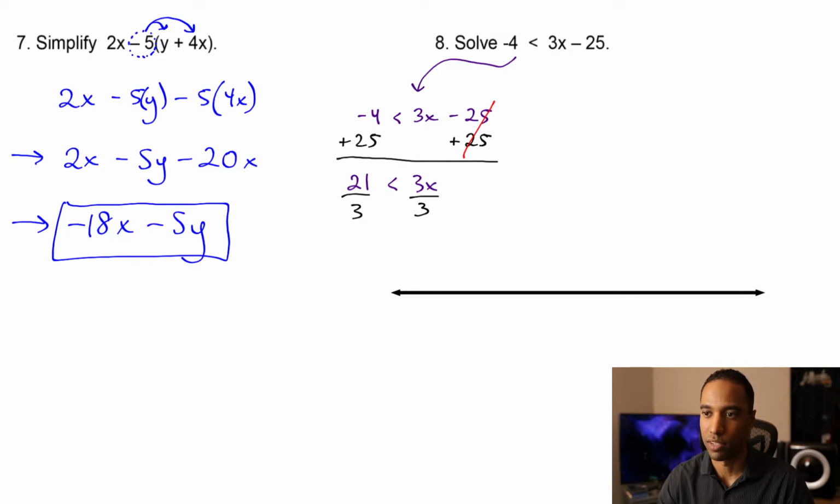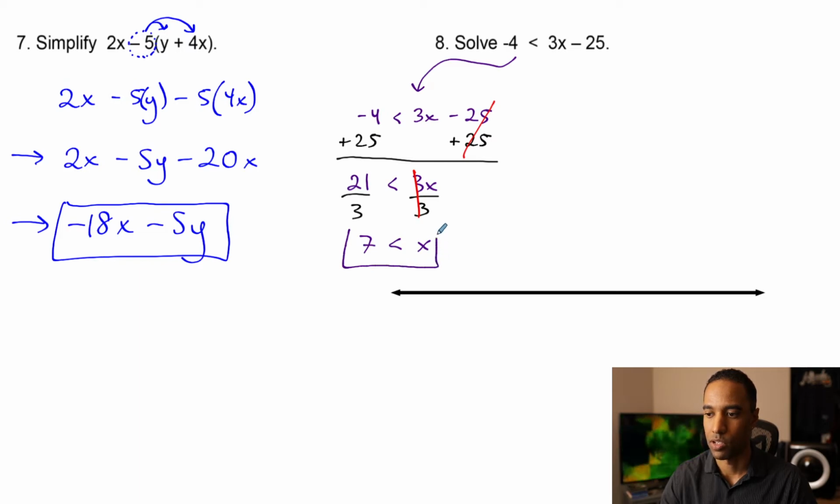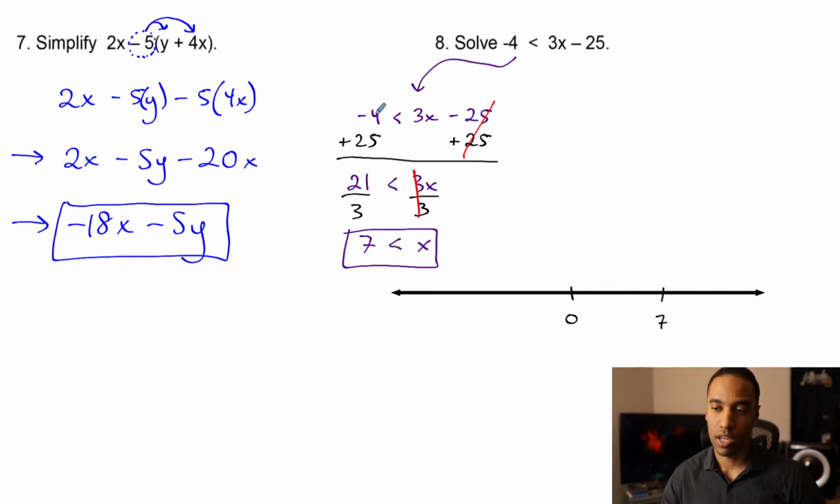I was going to say 7. 7's the answer. And then x is on the right side. 7 is on the left side. It says 7 is less than x. Okay, there's the answer. Now, if you were asked to graph this on a number line, let's say 0 was here, let's say 7's right here. On a number line, less than, not less than or equal to means you'll have an open circle here. Here's where things get tricky.